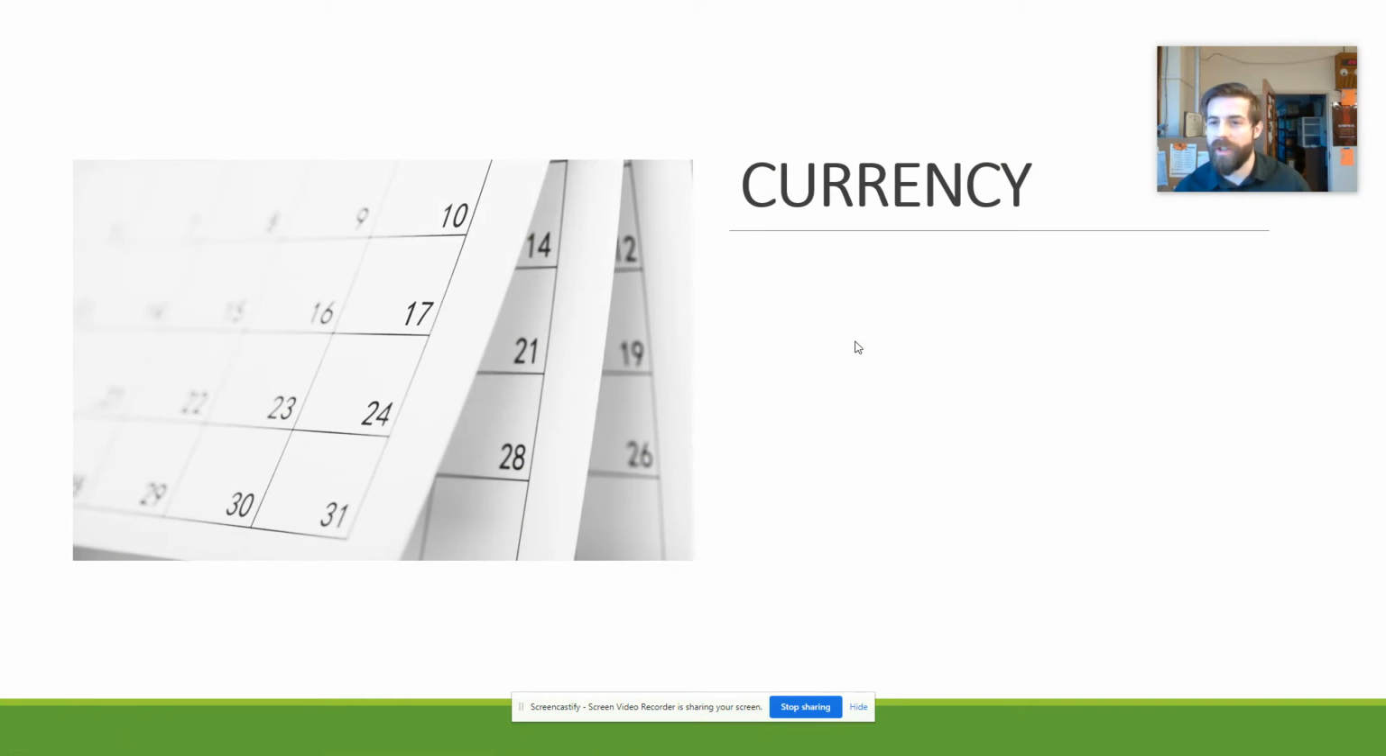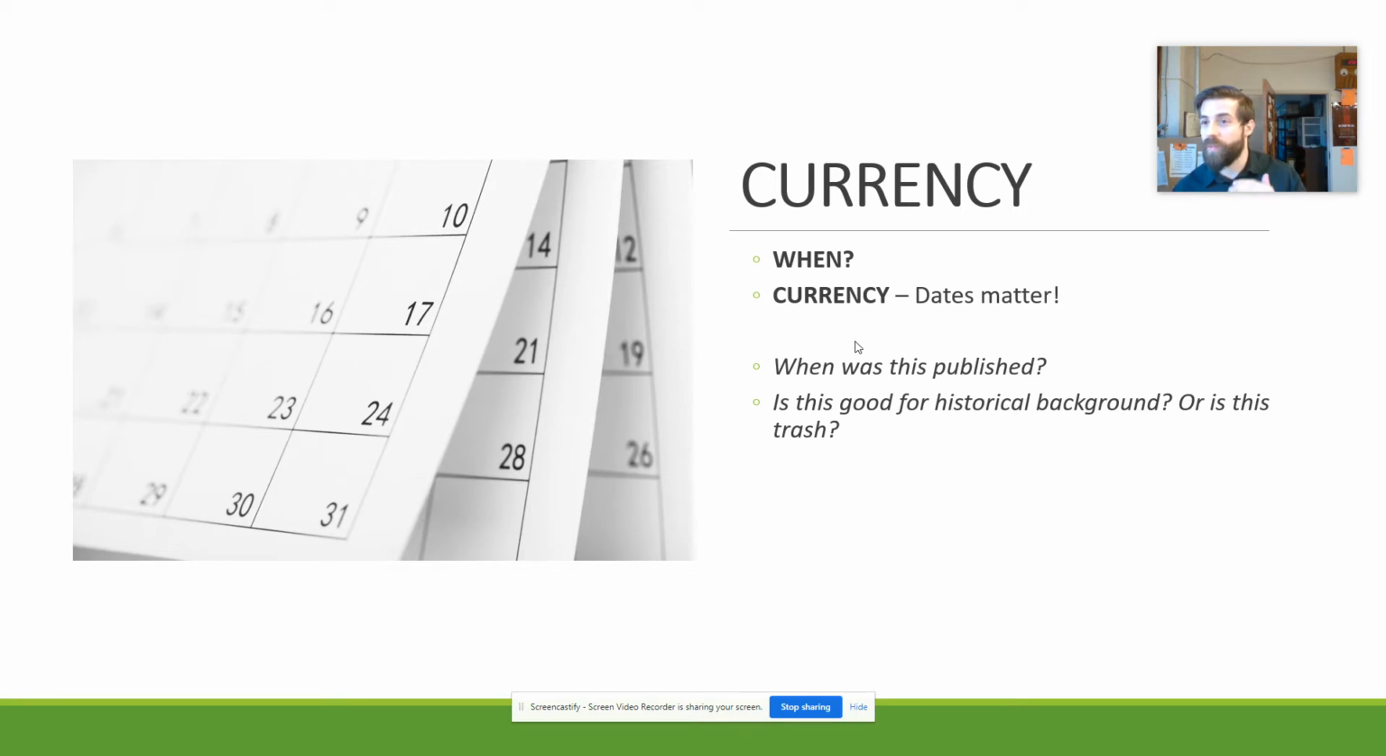First source criteria that we're going to look at is currency. Currency has to do with when. When was something published? Because dates matter when we're talking about information. Is this really current, recent information that was published about something that is relevant, or is this starting to get pretty old? So, for example, different topics will have different levels of currency.